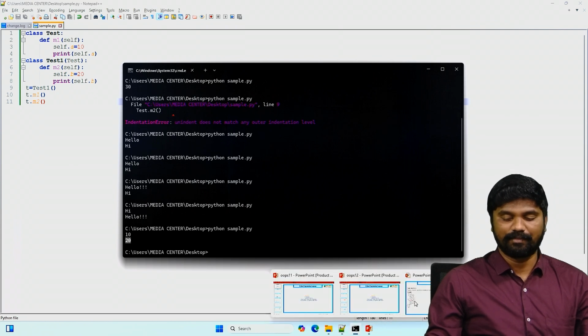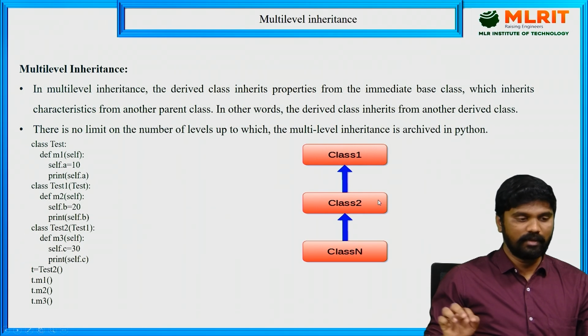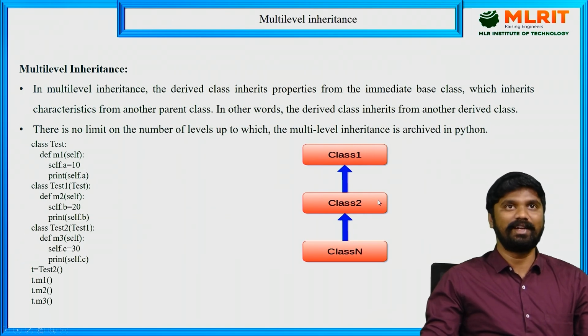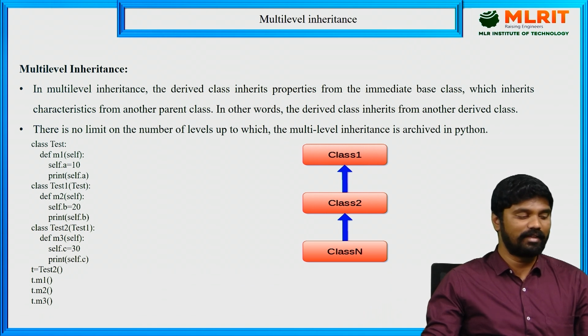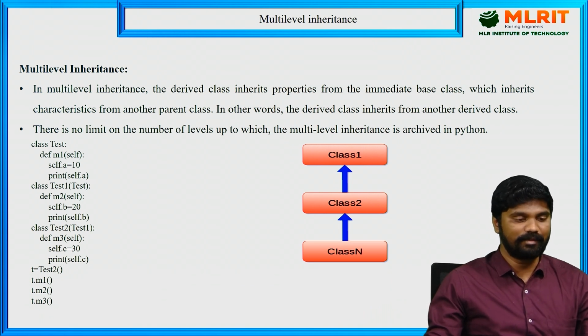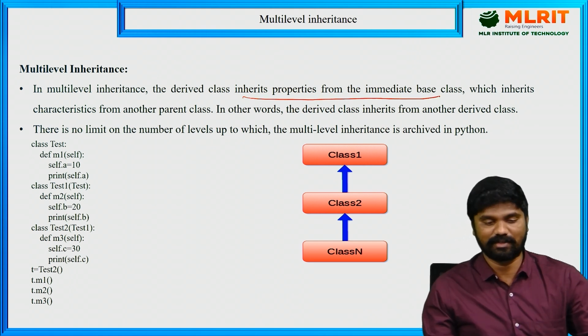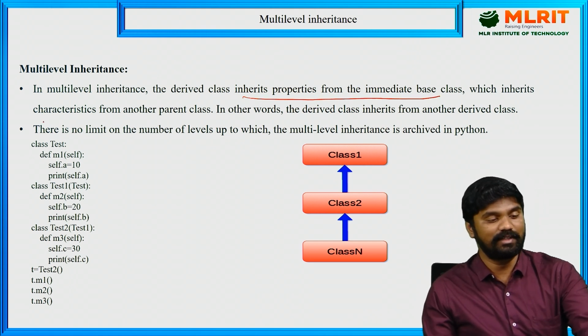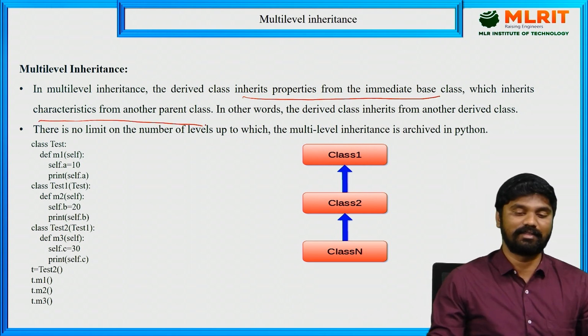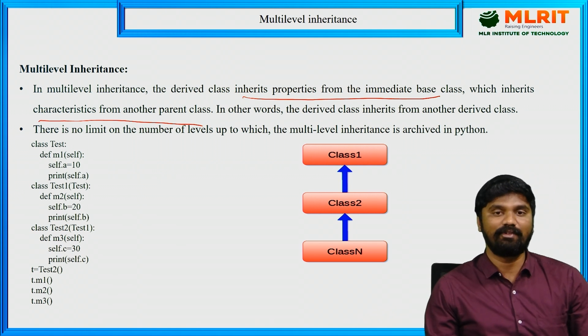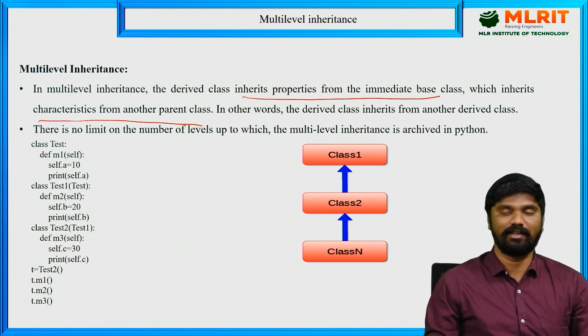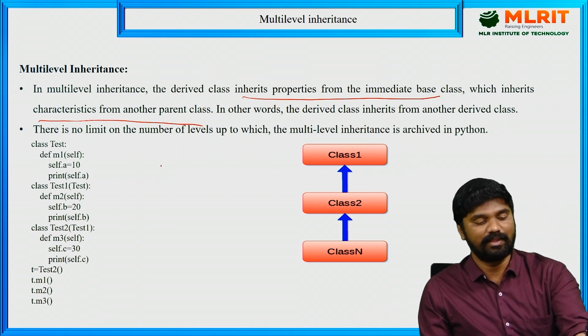Next, multi-level inheritance. So multi-level inheritance is nothing but what? The derived class inherits properties from the immediate base class, which inherits the characteristics from another parent class. In other words, the derived class inherits from another derived class. That means this is A.